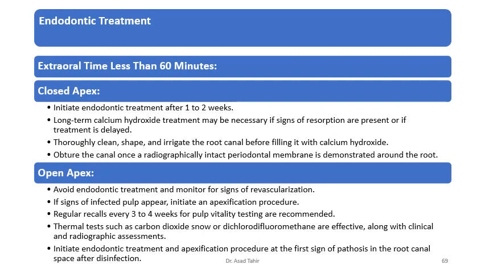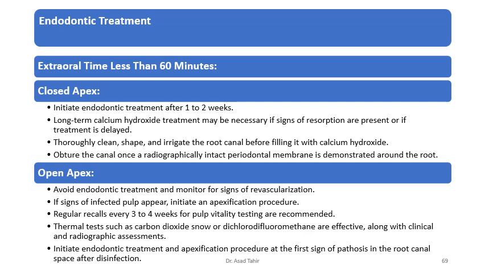Endodontic treatment. Extraoral time less than 60 minutes. Closed apex. Initiate endodontic treatment after 1 to 2 weeks. Long-term calcium hydroxide treatment may be necessary if signs of resorption are present or if treatment is delayed. Thoroughly clean, shape, and irrigate the root canal before filling it with calcium hydroxide. Obturate the canal once a radiographically intact periodontal membrane is demonstrated around the root.